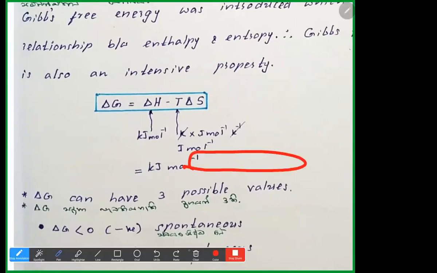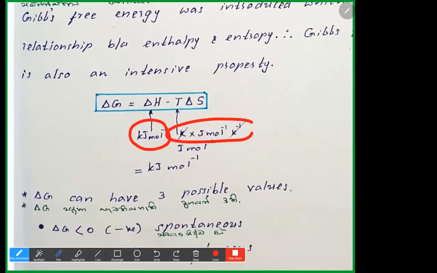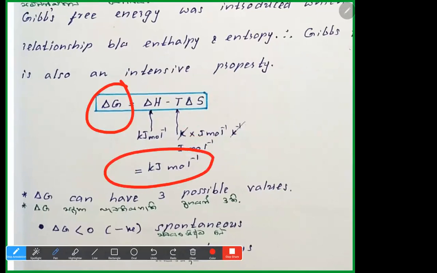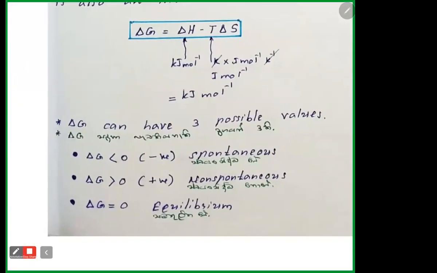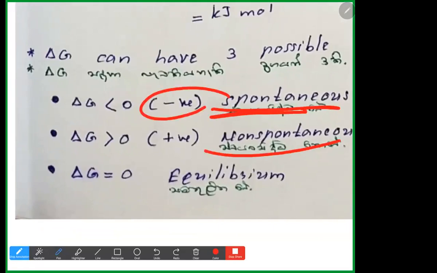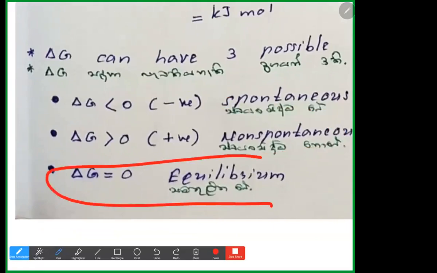Okay, how to get the Gibbs free energy units? Kilojoule per mole: temperature in Kelvin, multiplied by joules per mole per Kelvin, the Kelvin per Kelvin cancelling off, leaves joules per mole, multiplied by 10 to the power minus 3 or so. You can get kilojoules per mole, which is the Gibbs free energy unit. This is really important. Gibbs free energy negative means spontaneous, positive means non-spontaneous, and zero is equilibrium.